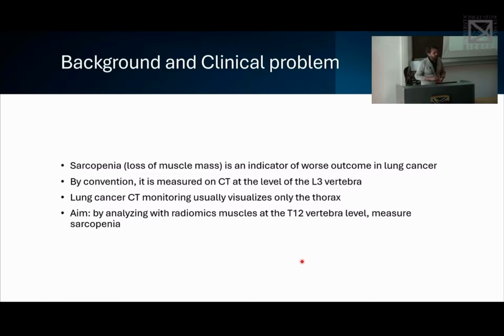What they aim to do with this paper is quite well stated, and it's to perform a radiomics analysis of the muscles at the level of a thorax vertebra, which instead will be present in the acquisition, and use that to predict whether sarcopenia is present or not as a binary outcome.